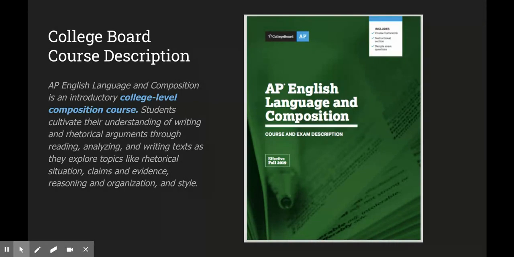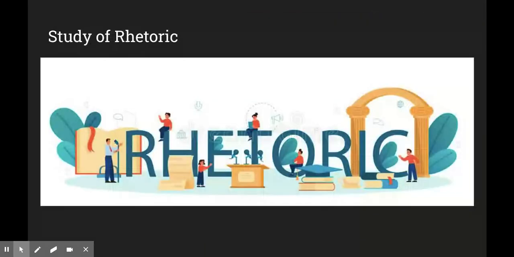This is the briefest College Board description you'll find, and of course, the difference is that in colleges, English departments are generally divided between composition courses and literature based courses. So AP Lang is the college composition high school course. It's not a creative writing course per se.